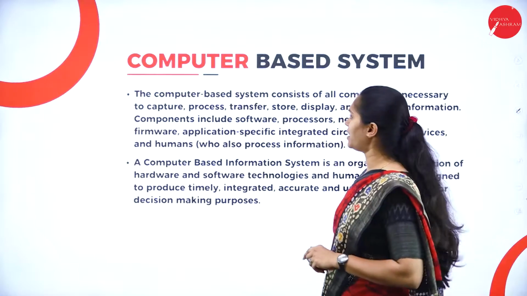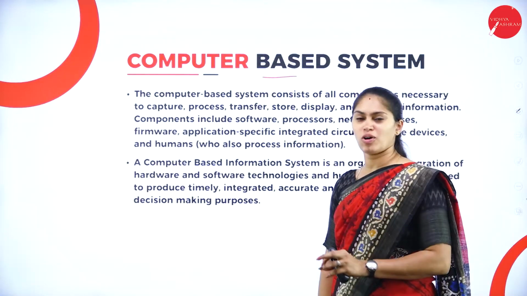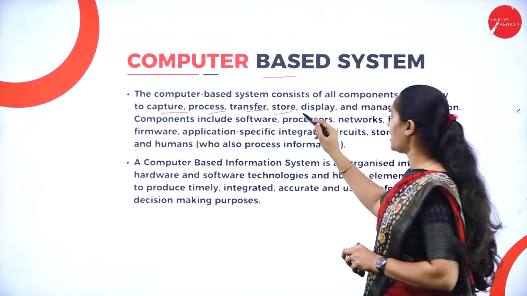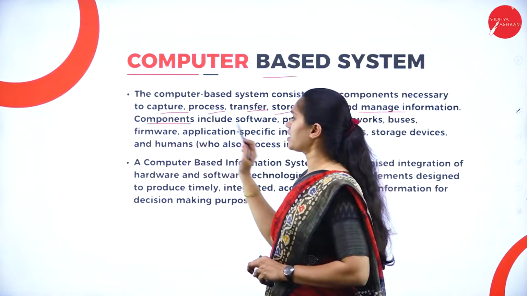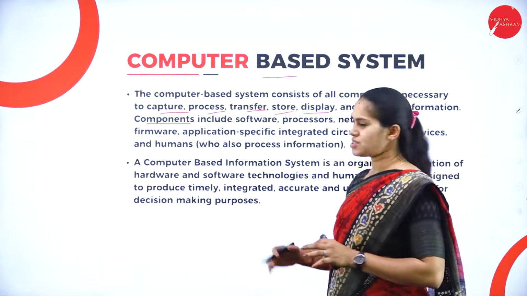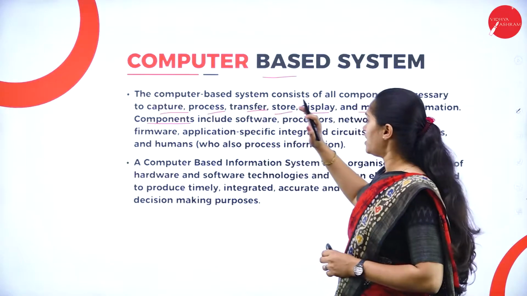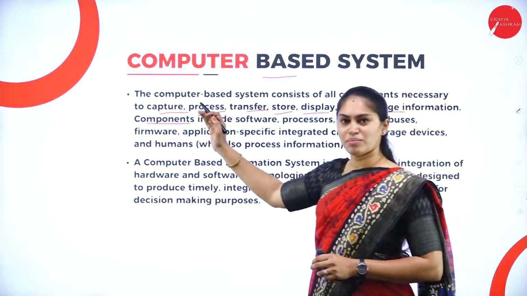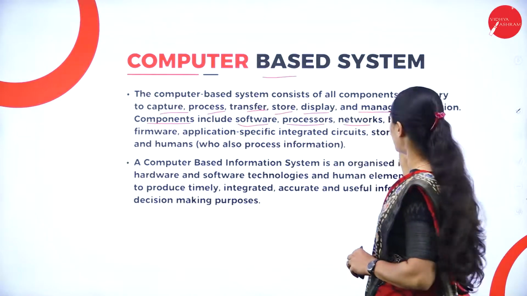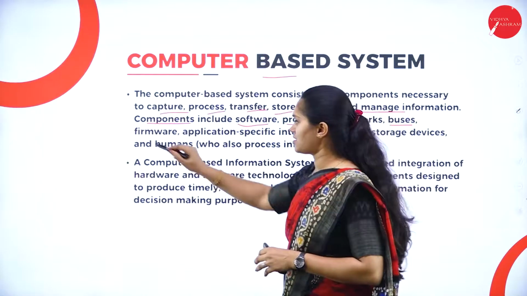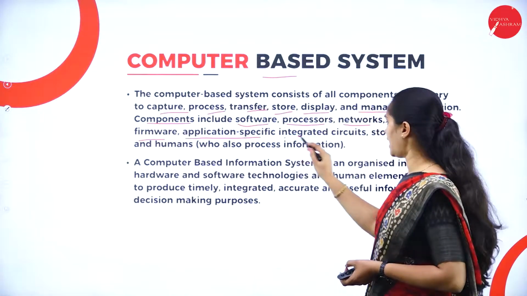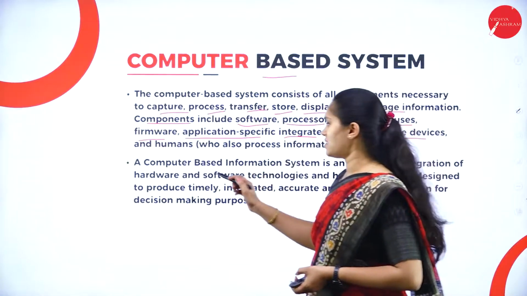Then what about a computer-based system here? Here we have all the components which are necessary in order to capture, process, transfer, store, display and manage information. So all the computer components or electronic components that we use for this include software, processors, networks for the exchange of information, buses, firmware, freeware and all kinds of software, along with application-specific integrated circuits, and also storage devices and humans.